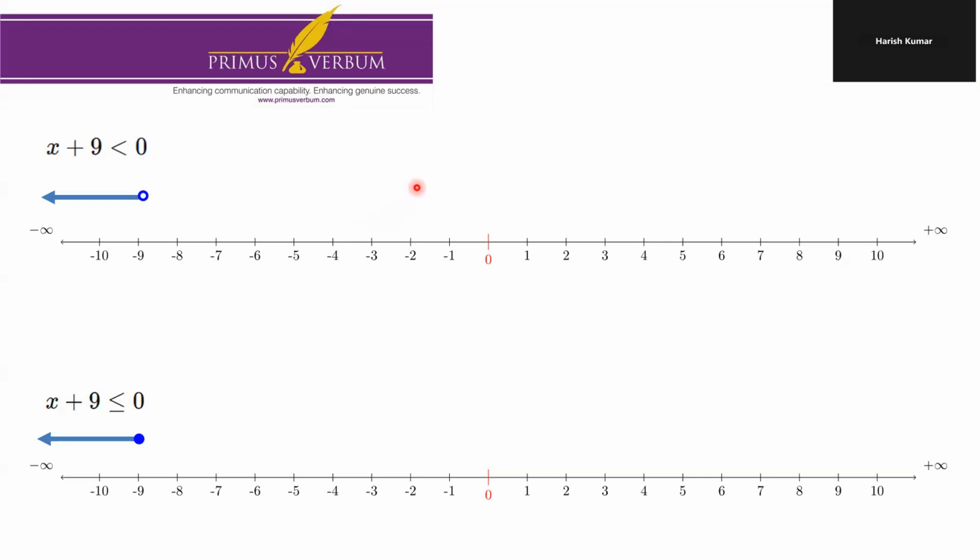And here we have both the inequalities plotted on the number line. x plus 9 less than 0 with the empty circle indicating that minus 9 is not a solution of x, but everything less than minus 9 is. And here we have x plus 9 less than or equal to 0 plotted on the number line with the filled in circle or the shaded circle indicating that x can take values less than minus 9 and also including minus 9.